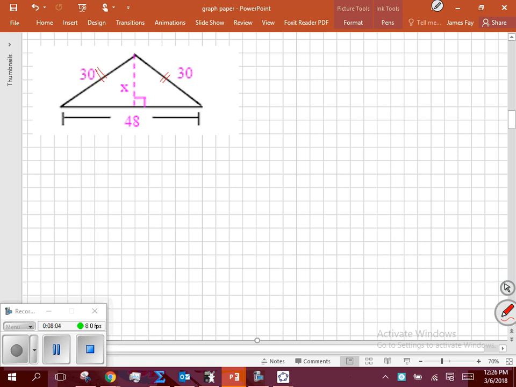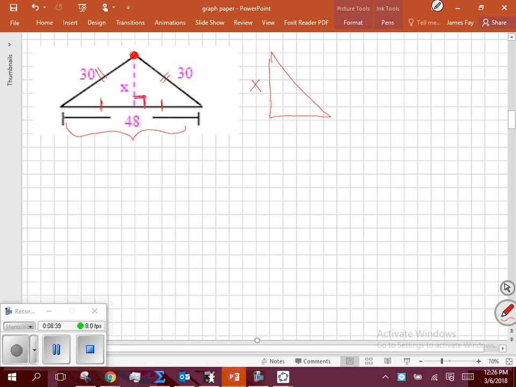And we had a corollary that said, in an isosceles triangle, if you take from the vertex angle, which is that angle up there, and you draw a line that is perpendicular to the bottom, what does it do to that bottom? It cuts it in half, it bisects it. Now if I want to find x, which is the length of that dotted line, it's an altitude.